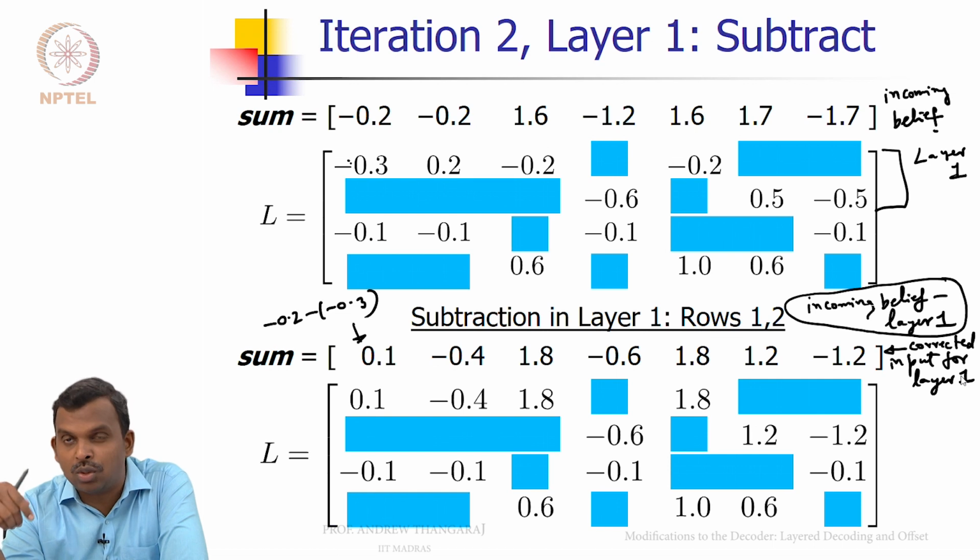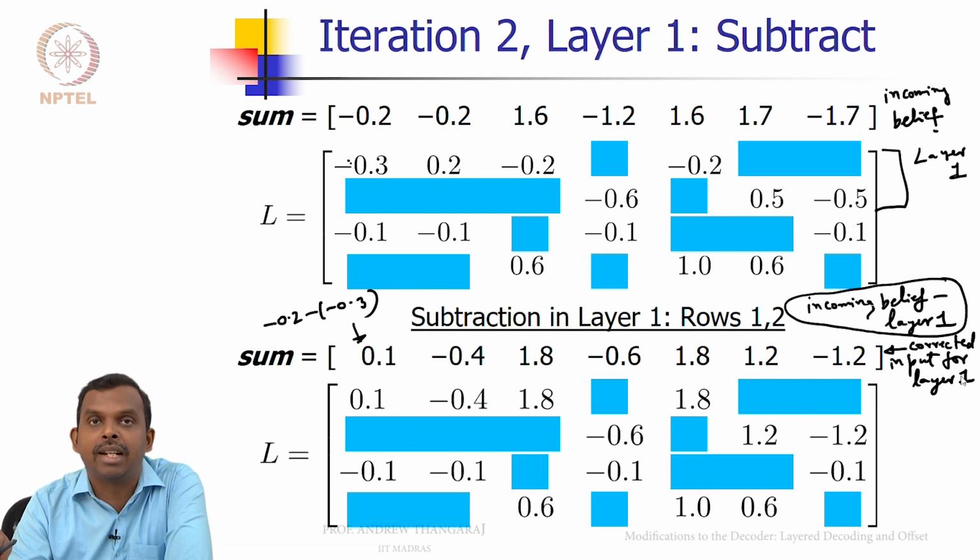This is what happens in the column processing. You take the incoming belief from the channel and you add all the other beliefs and you subtract out the belief that you had. So, that subtraction happens in the layer decoding in this way.